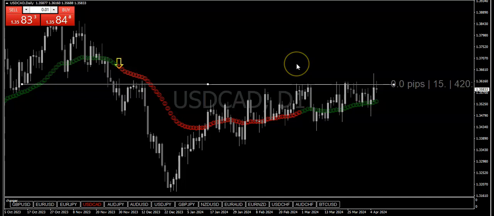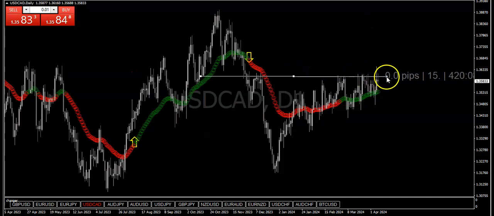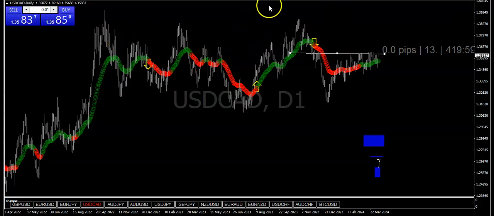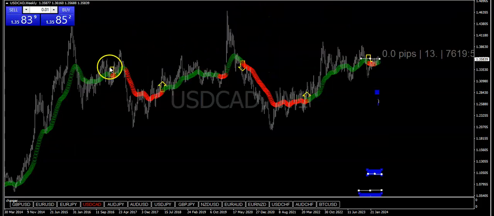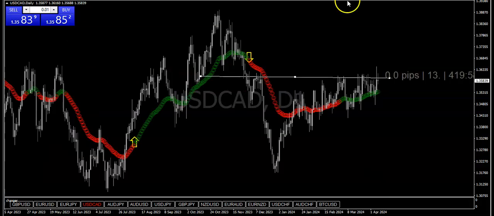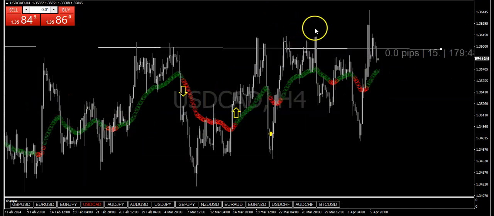So now we're going to go to our daily and see what that looks like. I will be cautious about this one simply because we're in a range on a weekly. Look at this. This is the daily, and this is also the weekly. So I will be cautious about that one, even though it's a good setup to go down.